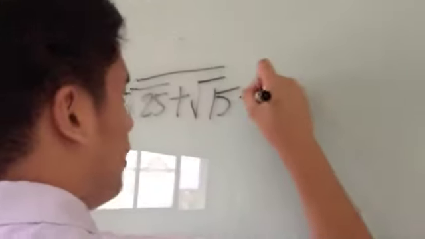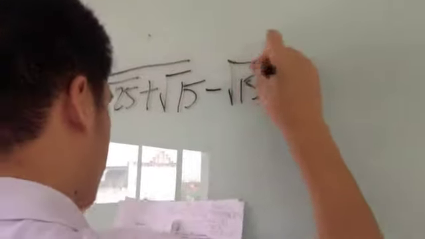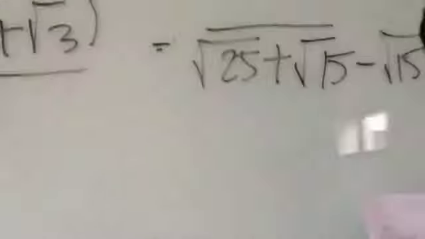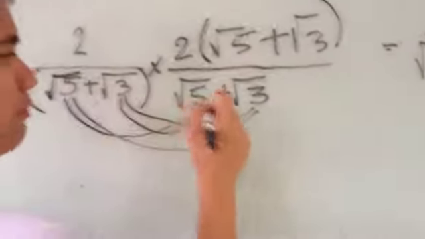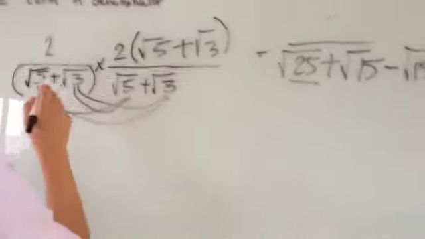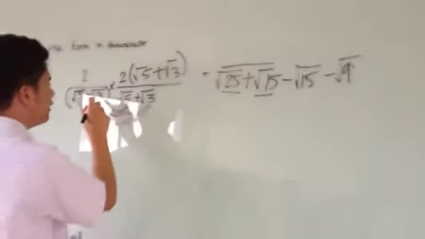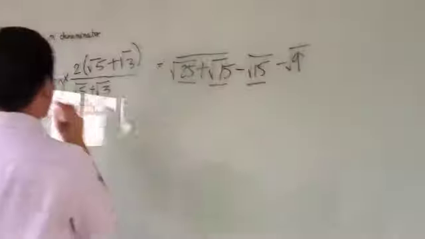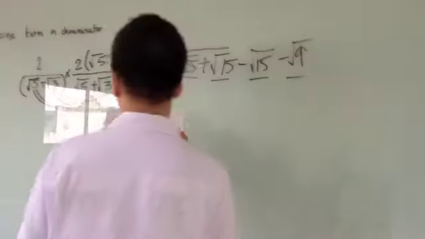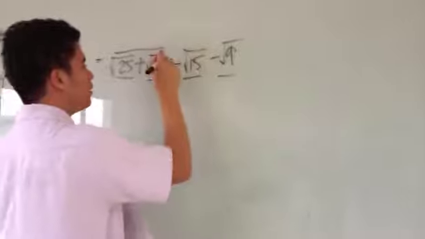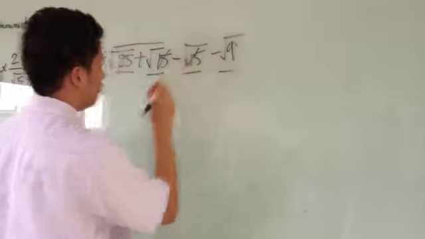15 minus square root of 15 minus square root of 9. 5 times 5 is 25, and 5 times 3 is 15, and 3 times 5 is 15, and 3 times 3 is 9, and minus, or cancel out 15, 15.